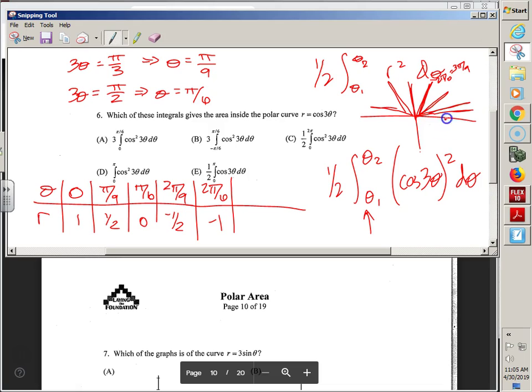So what do we have? 0 is 1. Pi over 9 is 1/2. Pi over 6 is 0. 2 pi over 9 is negative. Oh, so it's going the other direction. Negative 1/2. 2 pi over 6 is negative 1.